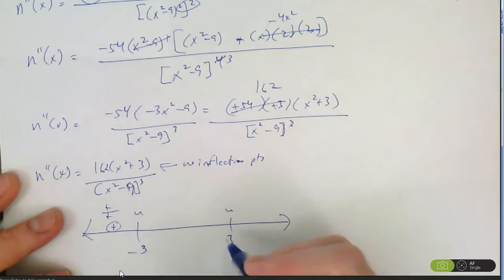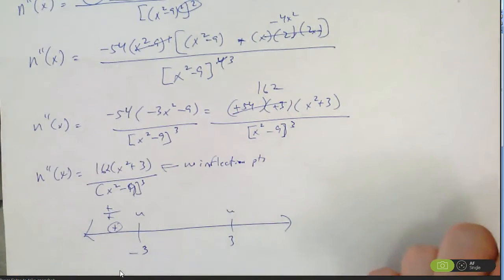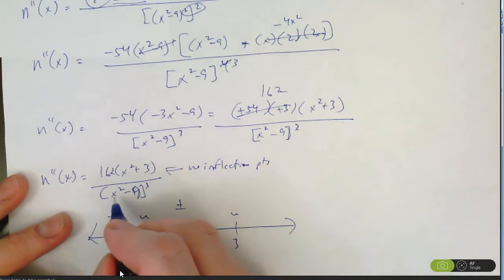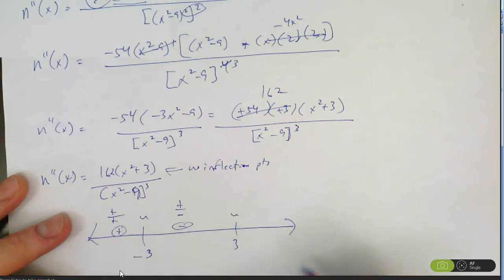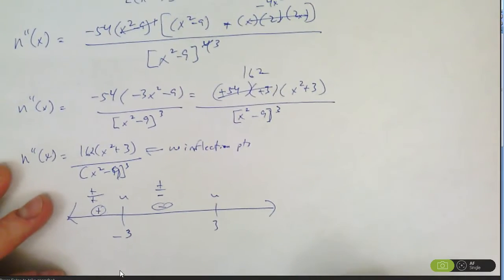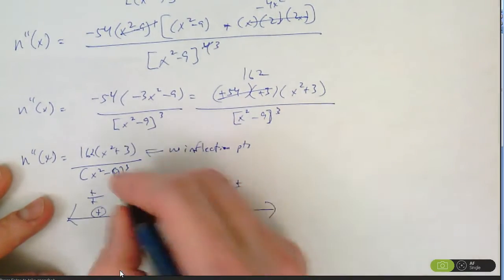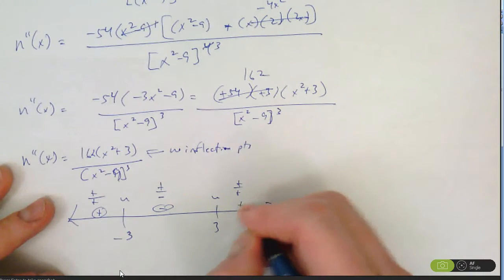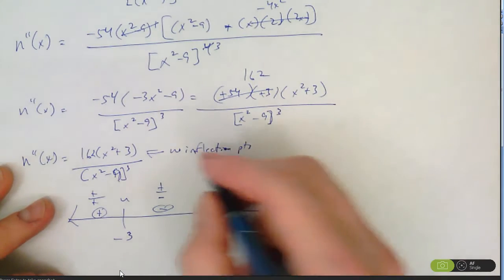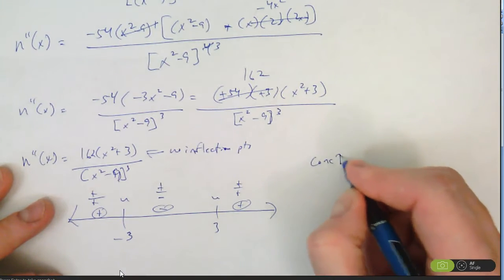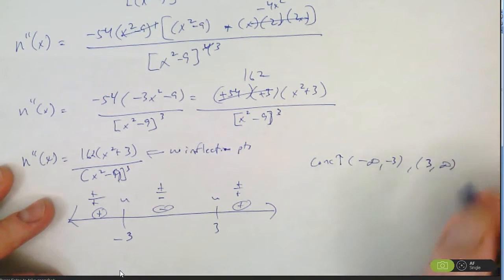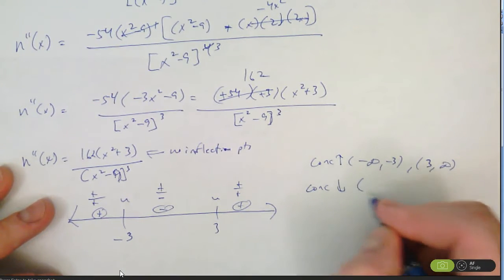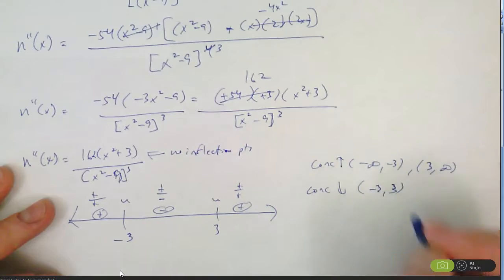Now I take a number between negative 3 and 3, like let's say 0. Well, again, positive on top, but 0 minus 9 is negative. Cube that stays negative. Negative there, concave down between negative 3 and 3. And then when I plug a positive number in bigger than 3, it kind of mirrors over there, I get positive. Okay. So no inflection points, but concave up from negative infinity to negative 3 and from 3 to infinity. Concave down from negative 3 to 3.